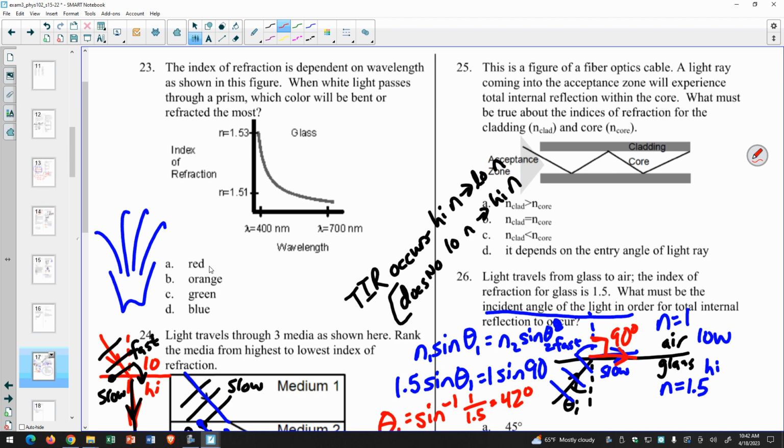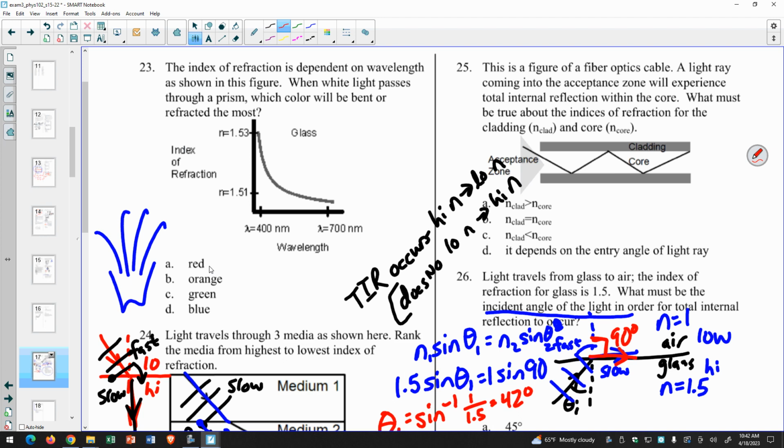Yeah. 23, we're looking for it's always the higher index. Yeah, the one that's bent most is the higher index. So a bigger N means that it's going to bend light more.